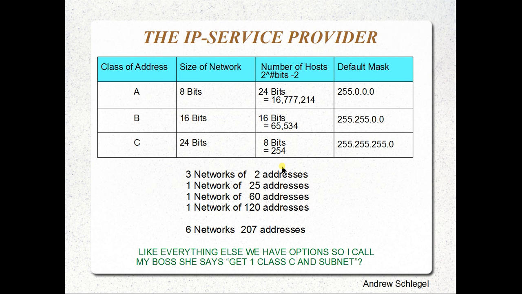Well, first of all, network addressing costs money, and second, it's wasteful, because there are only about 4 billion addresses available in the IPv4 scheme, and those are pretty much all used. That's why they're switching over to IPv6. So you don't want to buy addresses you don't need because it costs money, and you don't want to waste them. So I give my boss all these options, and she says, get 1 class C and we'll subnet it. And that's where variable length subnetting comes in.